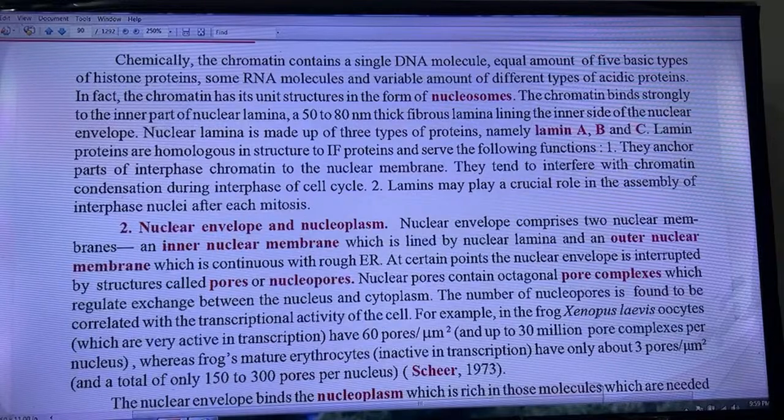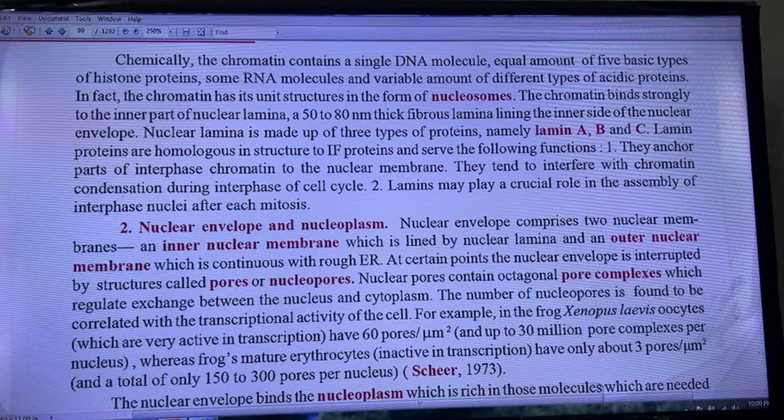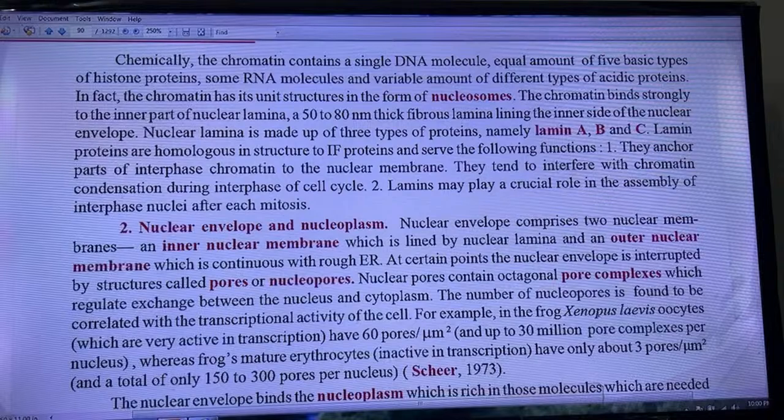The chromatin binds strongly to the inner part of nuclear lamina, a 50 to 80 nanometer thick fibrous lamina lining the inner side of the nuclear envelope. Nuclear lamina is made of three types of protein, namely lamin A, B, and C. Lamin proteins are homologous in structure to IF proteins and serve the following functions.